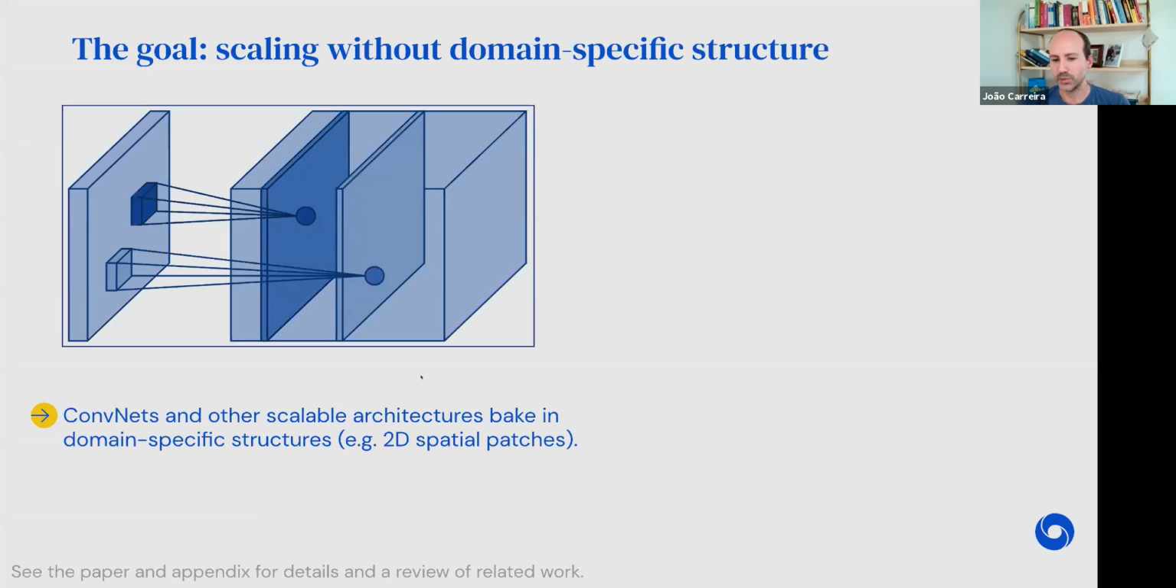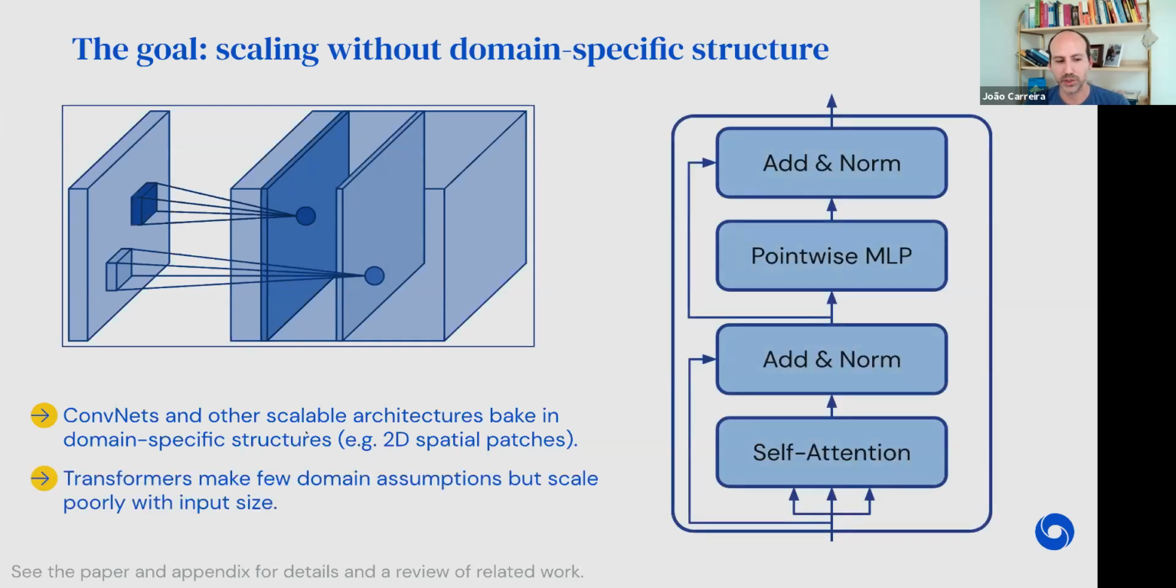Yeah, and so the one main challenge to achieve this is scaling. So this high-dimensional aspect of many of the modalities we're interested in. ConvNets are able to scale very well to very high-dimensional inputs, but they bake in domain-specific structures, such as the signal is 2D, or the signal is 3D, or the signal is 1D. That becomes really baked into the architecture, making it hard to reuse one architecture for different modalities. And transformers make very few domain assumptions, but they don't scale well to high-dimensional inputs.